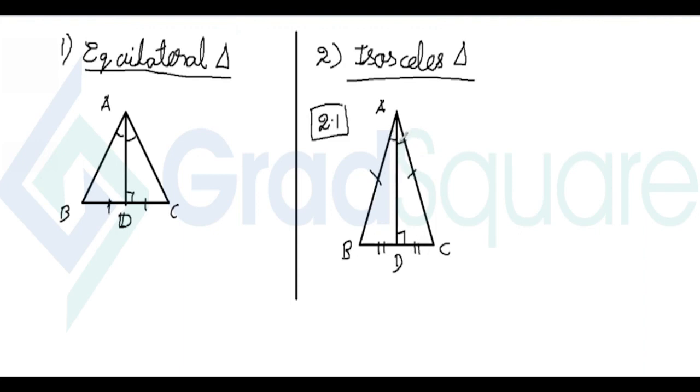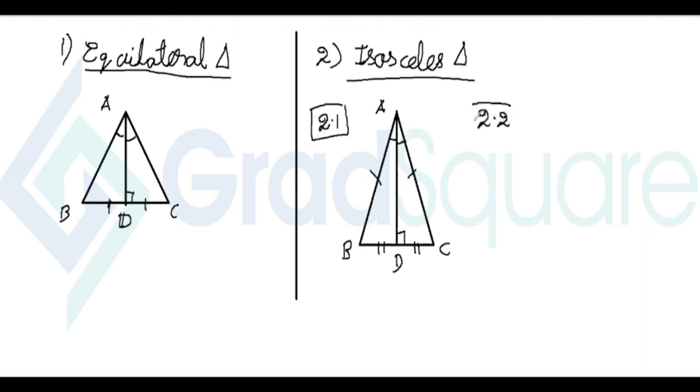But this will be true only for the altitude drawn from the vertex which is common to the two equal sides. This will not be true for the altitudes drawn from the base vertices B and C. So the median, altitude, interior angle bisector and perpendicular bisector drawn from the vertex which is common to the two equal sides of an isosceles triangle will be the same straight line. Okay. That is the first speciality.